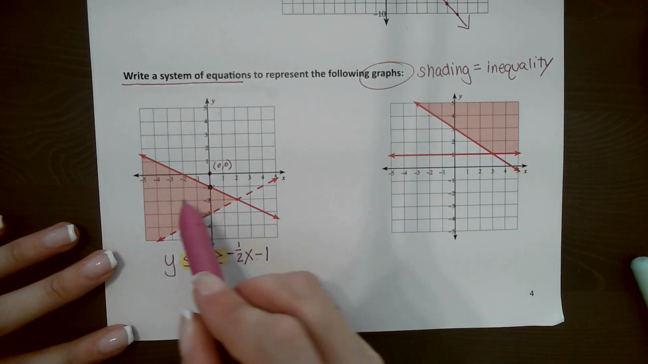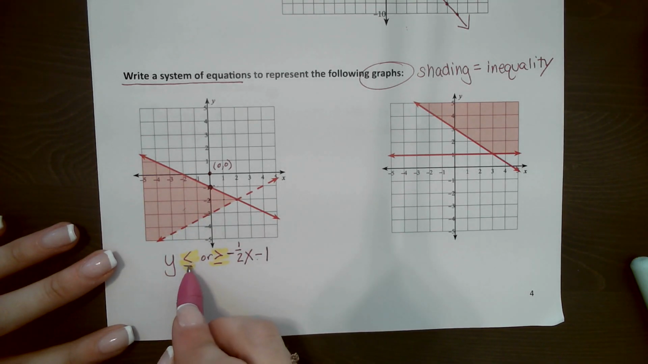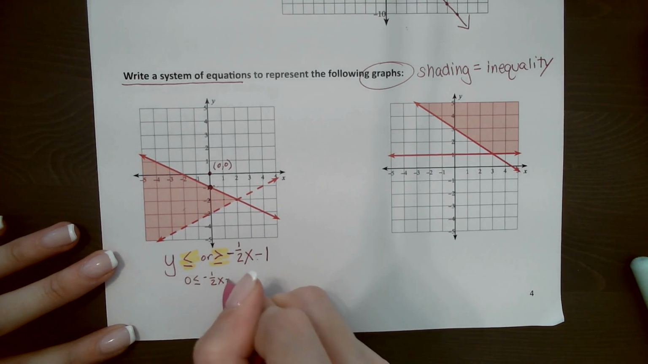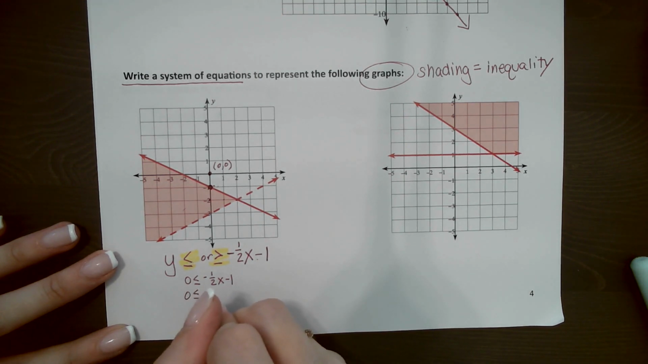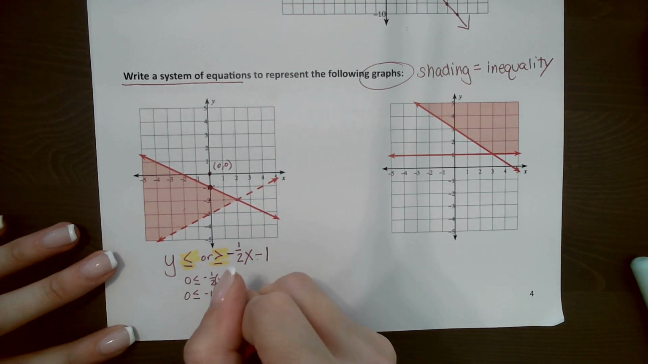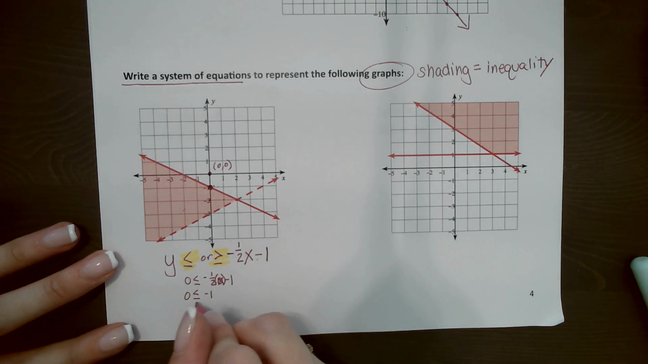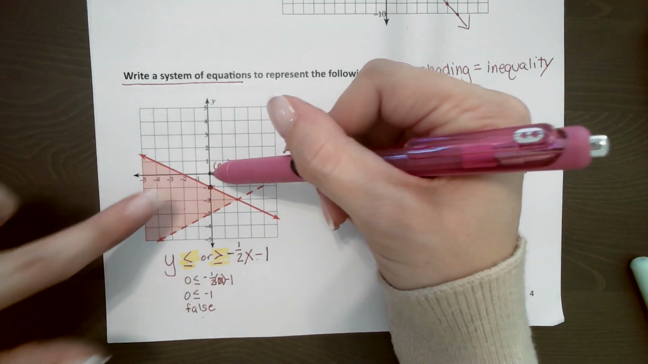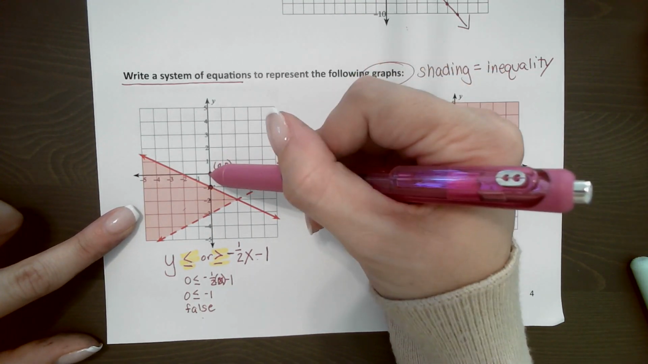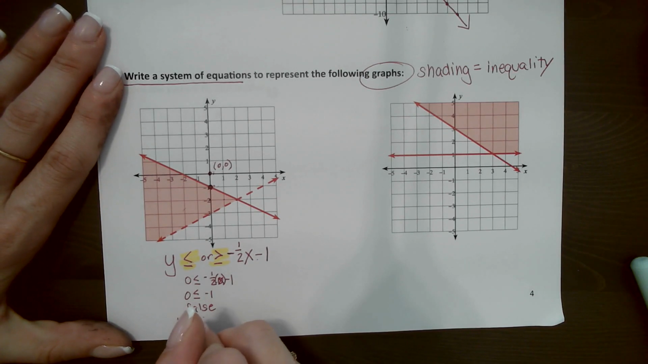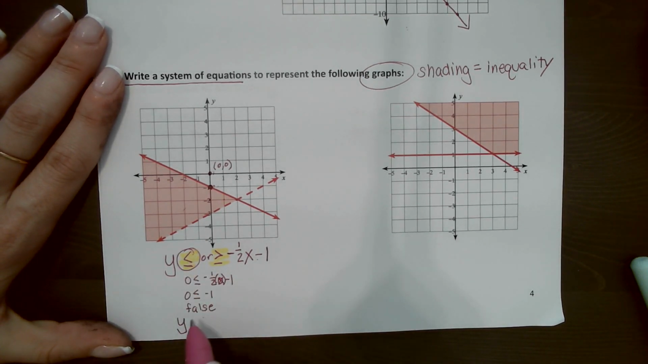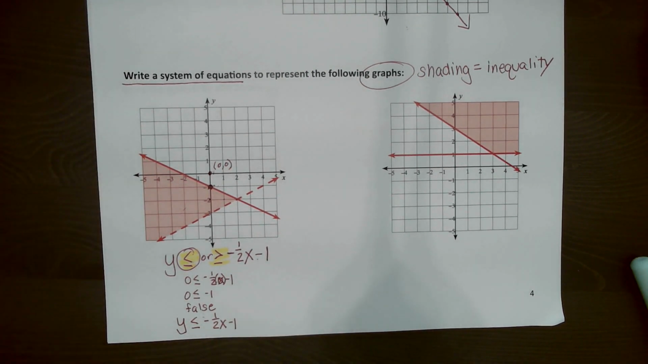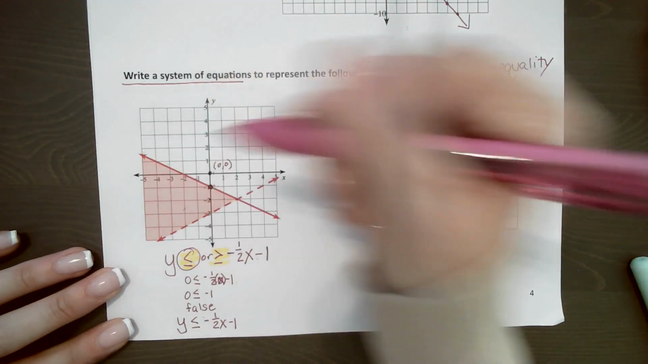So let's say I chose less than or equal to. If I plug that in, 0 is less than or equal to -1/2 x minus 1. So 0 is less than or equal to -1 because we replace x with a 0. And that's false. So we wanted false because we wanted to shade away from the origin point, which was our test point. So our equation is y, and we used this sign to make it a false statement, is less than or equal to -1/2 x minus 1. So that's our equation for the solid line.